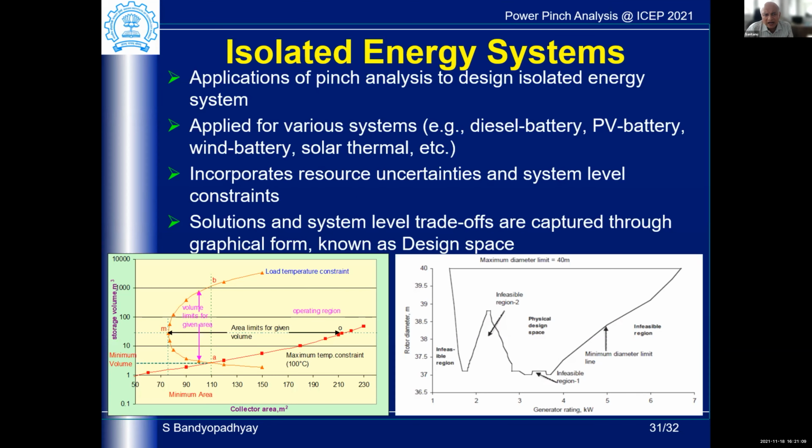And to look at what is happening in power pinch analysis, this has been applied to design isolated systems. It has been applied to various things: diesel battery, PV battery, wind battery, solar thermal, even photovoltaic thermal systems, and combinations of photovoltaic wind systems. How uncertainties can be incorporated has been looked at, and how you can optimize with that. The figure on the left-hand side shows how to optimize for solar thermal systems, and the right-hand side talks about wind battery systems considering uncertainties.